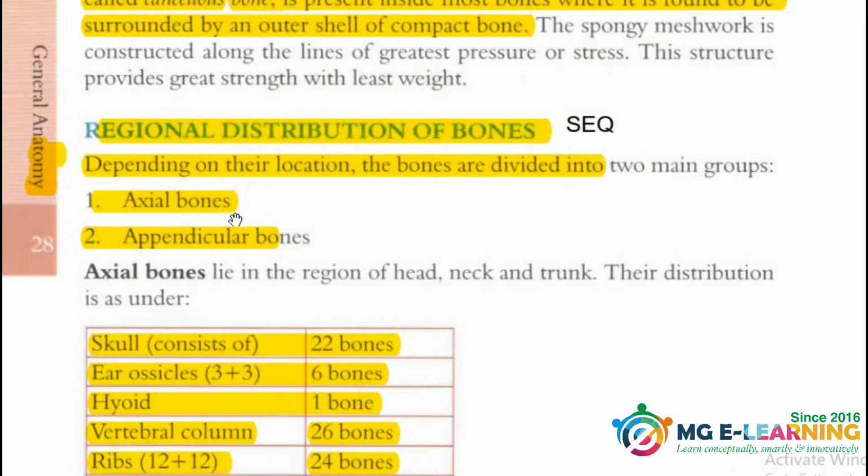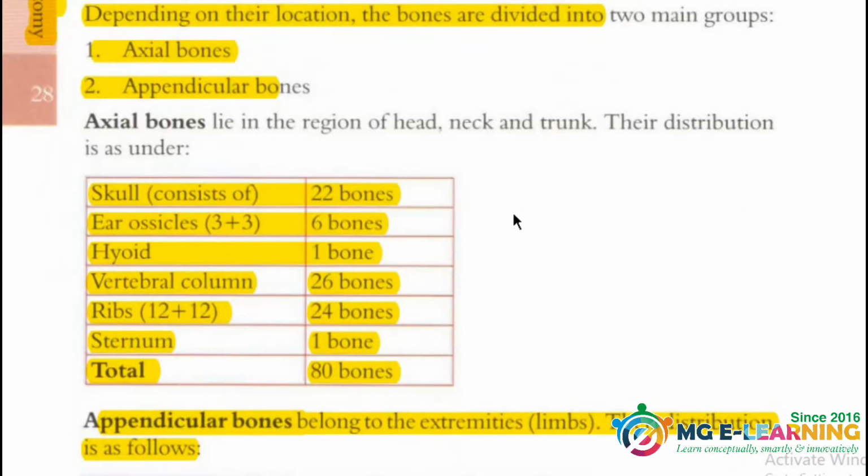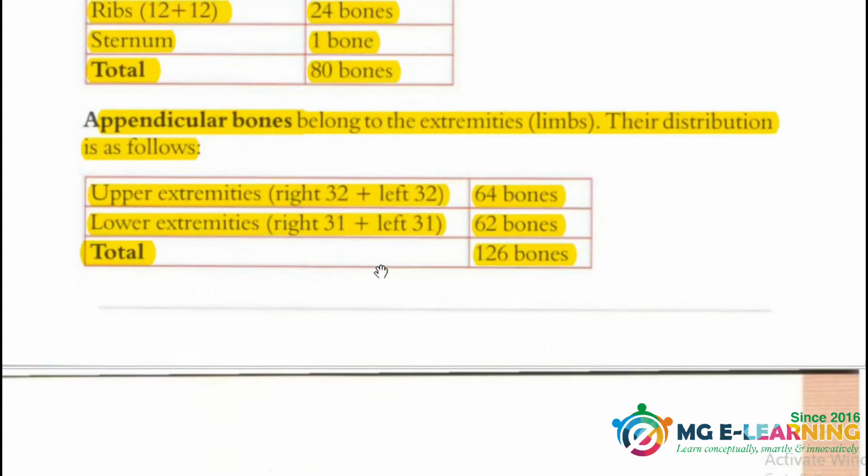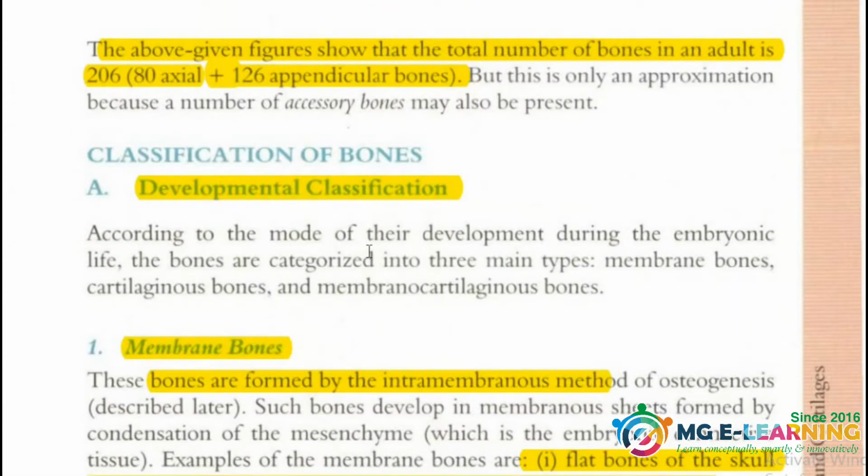Region distribution is important for your SQ. This whole table is often asked in MCQs also. So this is important for you to cover. Next is the classification of bones. First of all, you must know that in general anatomy, classifications are almost always important.